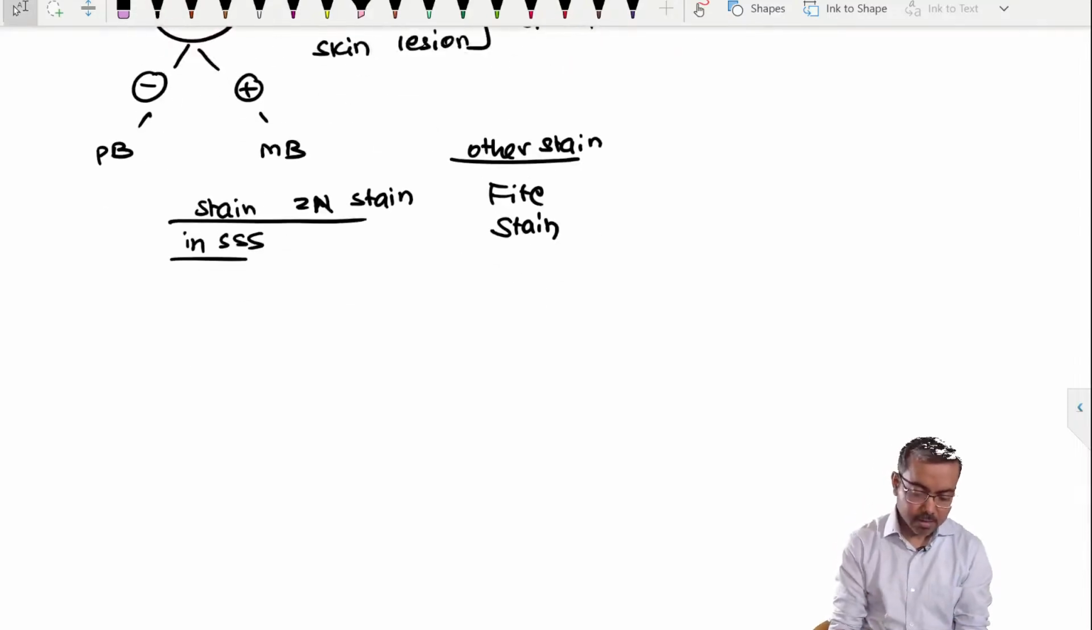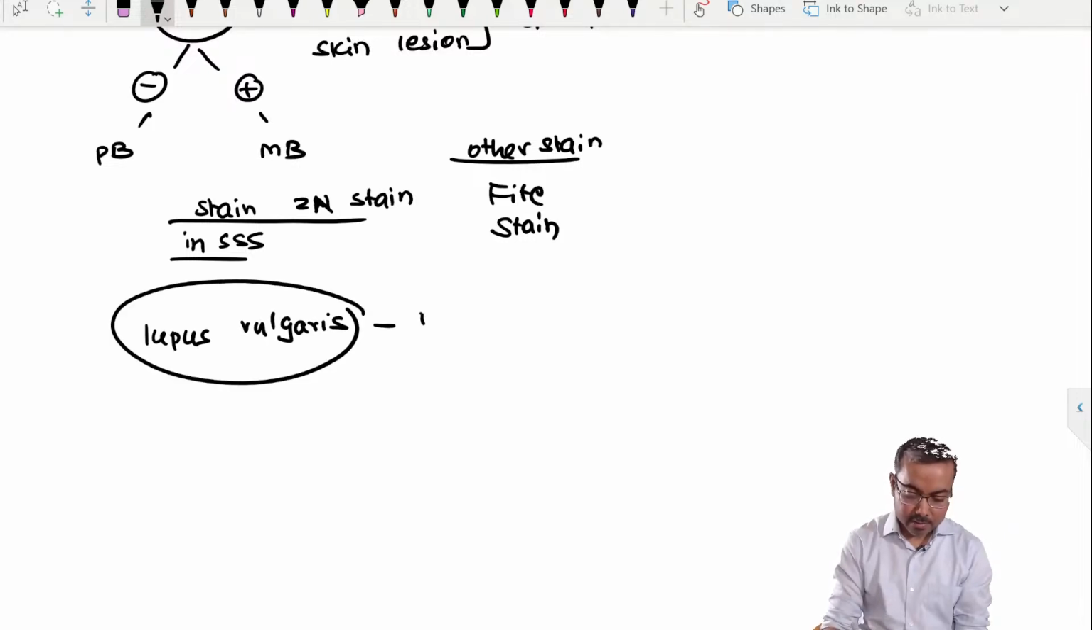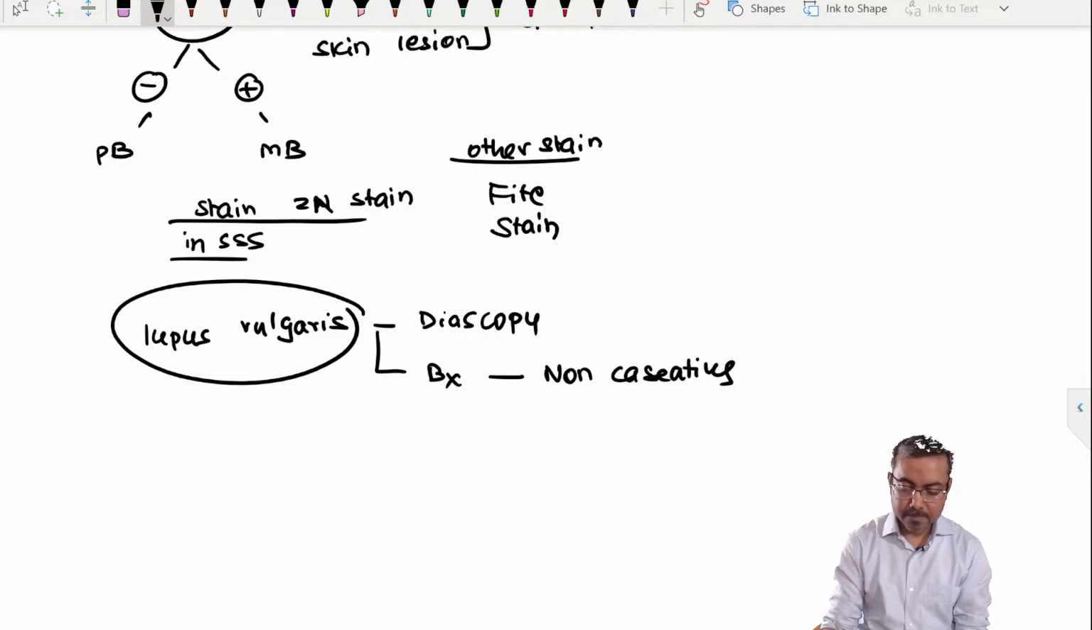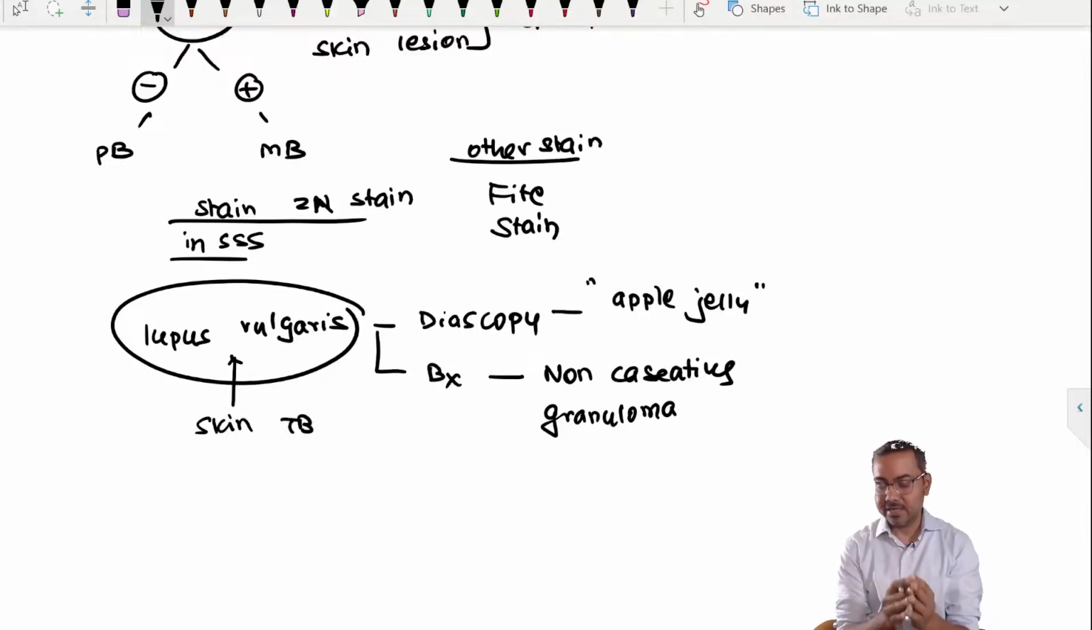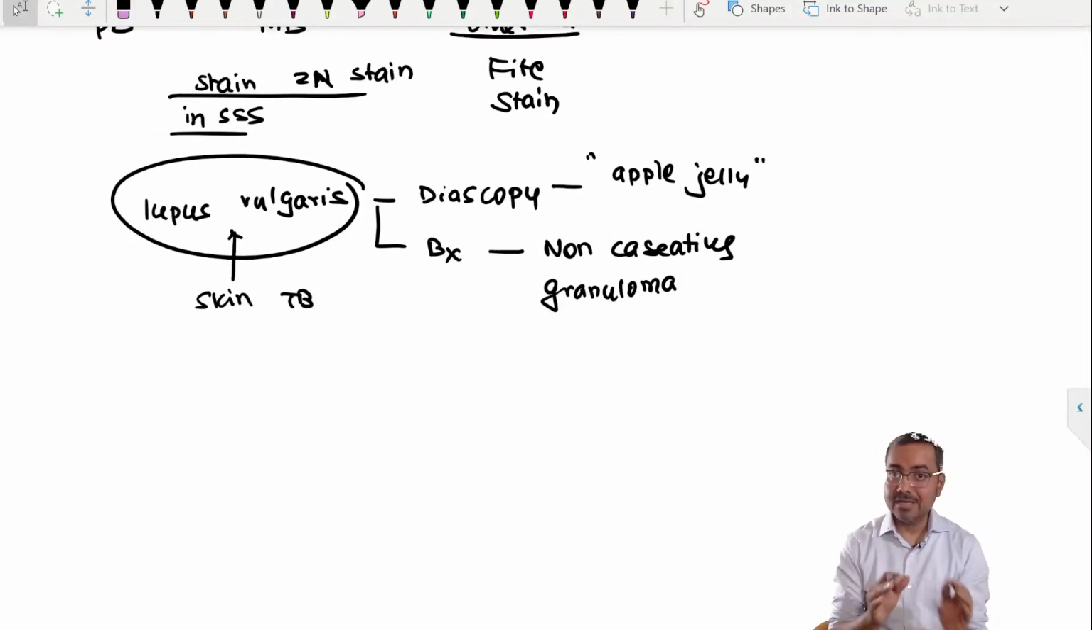One more entry in the table is lupus vulgaris. Remember there are two tests, one is called diascopy, one is called biopsy. In biopsy we get non-caseating granulomas. Diascopy gives you apple jelly nodules. This is a type of skin tuberculosis.